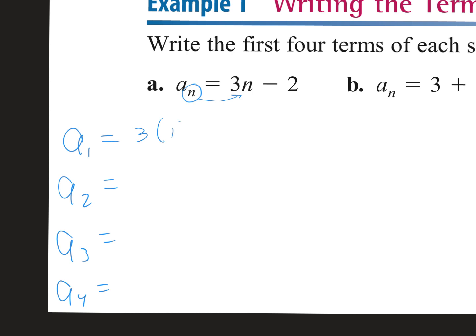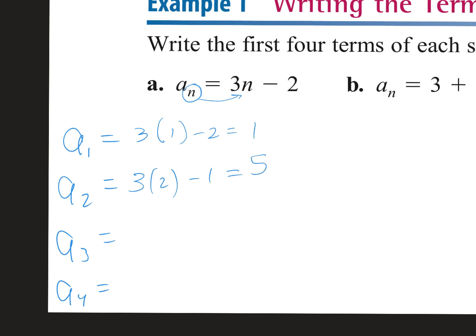So I'm going to say 3 times 1 minus 2. Well, it's 3 times 1. 3 minus 2 is 1, okay? So then I'm going to find the second term. I'm going to plug in 2 for my n. So 3 times 2 minus 2. 6 minus 2 is, what is it?